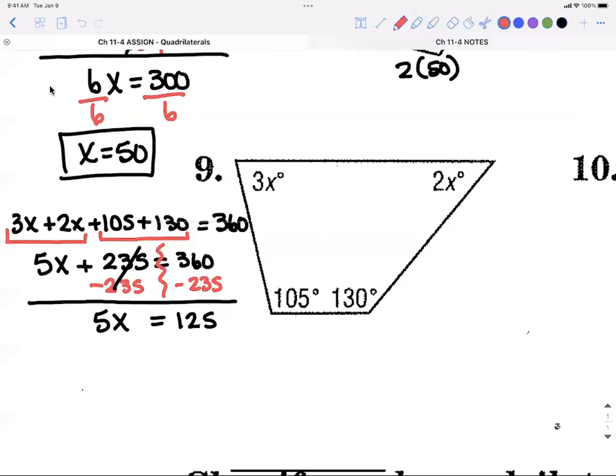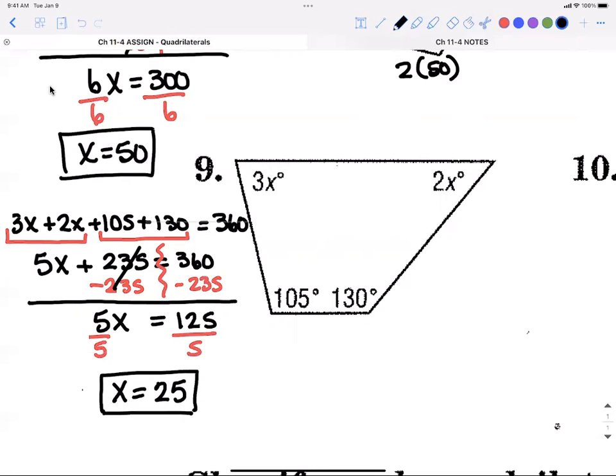Now I'm going to divide 5 off of the x. Whatever I do to one side, I do to the other. And I end up with x equals, and 125 divided by 5 gives me 25. So there's my value of x.